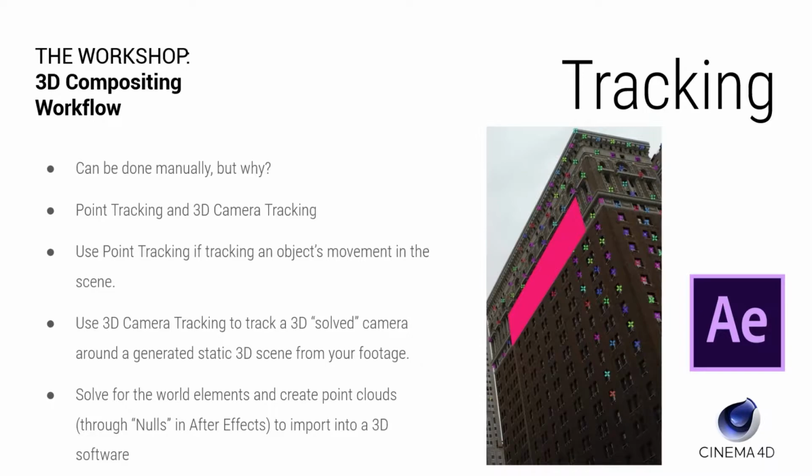Point tracking is mainly used when you want to record the movement of a specific object through the scene. 3D camera tracking is when you want to generate the world again in a 3D space, and the only thing that actually moves is the camera. So it will take the footage and solve for a virtual camera.